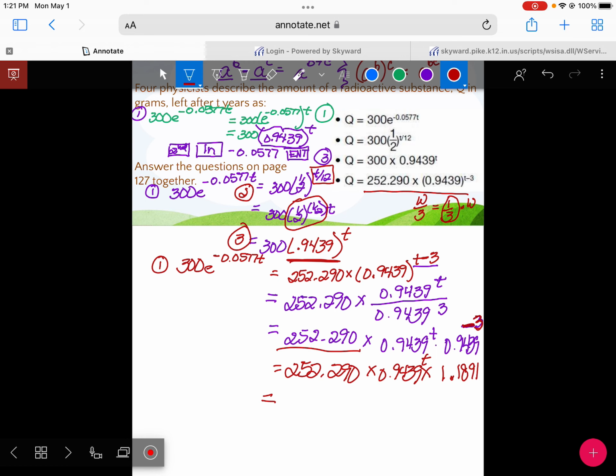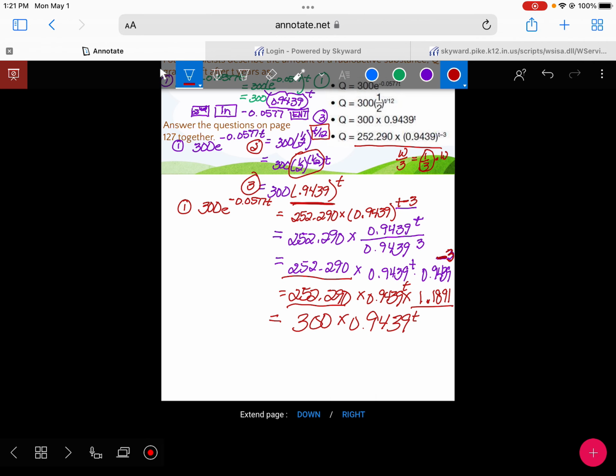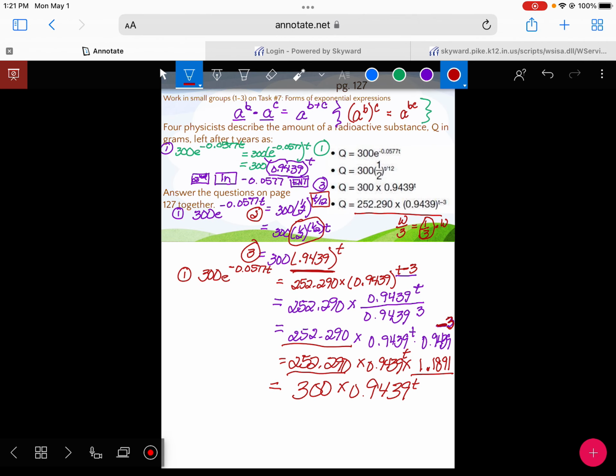Guys, why is only one person doing this multiplication? I'm telling you what to do. I just need you to calculate it. So 252 times this gives you 300 rounded times 0.9439 to the t power, which takes us back from 1 to the fourth one to show us that it's similar to the second one.